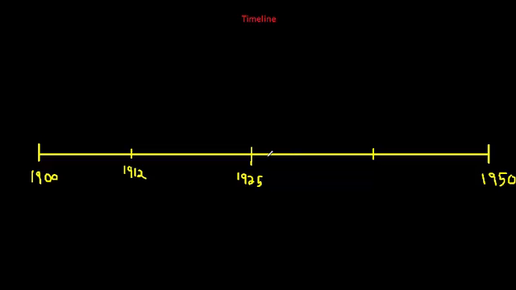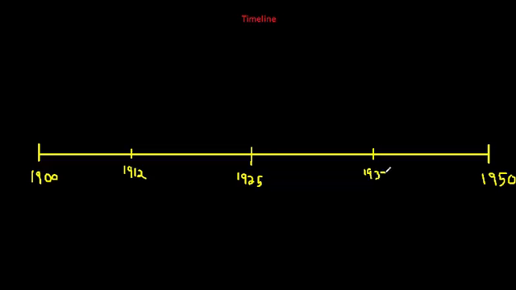On the right side, between 1925 and 1950, we need to find that middle year. So, we know that there's a 25-year difference between here. Well, half of 25 years is, again, 12 and a half. So we just need to add 1925 plus 12, which is 1937.